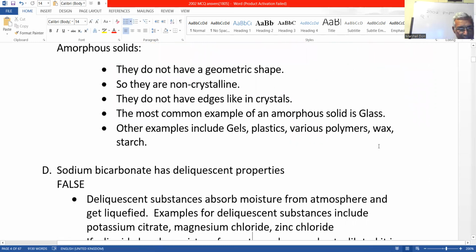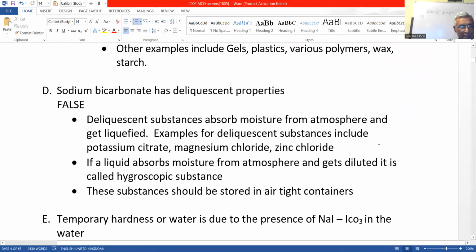So we will go to question D. Part D, sodium bicarbonate has deliquescent properties. That is false. Deliquescent means you put a crystal on the table, and that crystal will absorb moisture from the air, and after a few hours, you will see a liquid there, dissolved. So the answer is false for sodium carbonate or sodium bicarbonate.